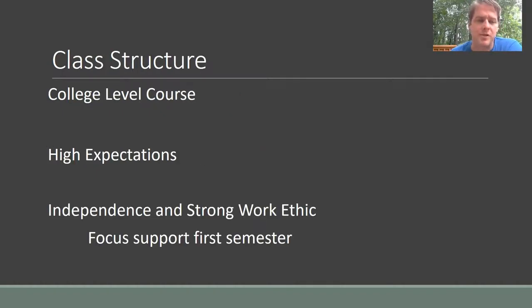So a little bit about the class structure. This is a college level course, and I do try to treat your students that way. I do realize they're in high school and they have other responsibilities that they have to focus on as well as my class, so I do work with them on that, but there is a high level of expectation that they'll be independently motivated and have a good work ethic so that they can come in and tackle these problems, especially early on. I really have to say the independence and strong work ethic are really important concepts.